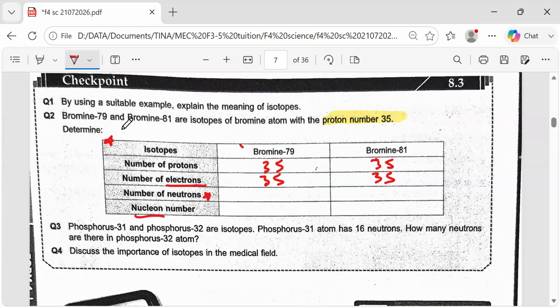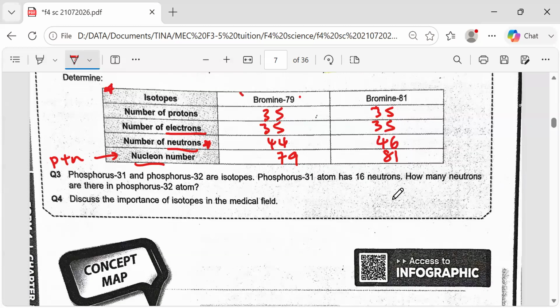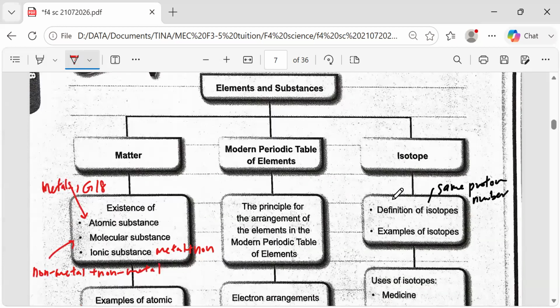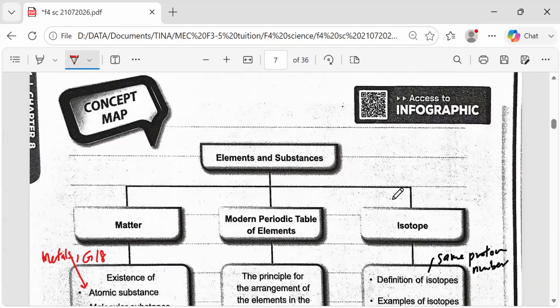Nucleon number is 79 and 81. Okay, nucleon number is proton plus neutron. So what is the number of neutrons? 79 minus 35. This one? Get it? Okay. Do you understand the concept of isotopes now? Yes, okay.